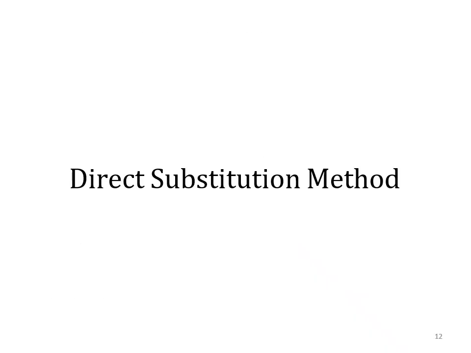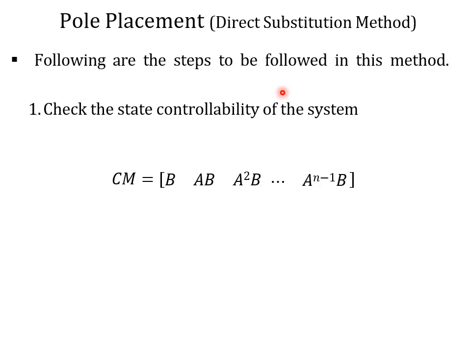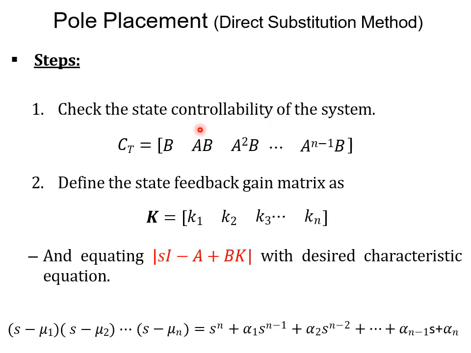First of all, we will discuss the direct substitution method. For the direct substitution method, we follow the steps shown below. First, we check the controllability of the system, if it is completely state controllable, by obtaining the controllability matrix B, AB, A squared B, until A to the power n minus 1 B, where n is the order of the system. If the system is state controllable, we define the state feedback gain matrix K equals K1 until Kn, with the size of the system, which is n.